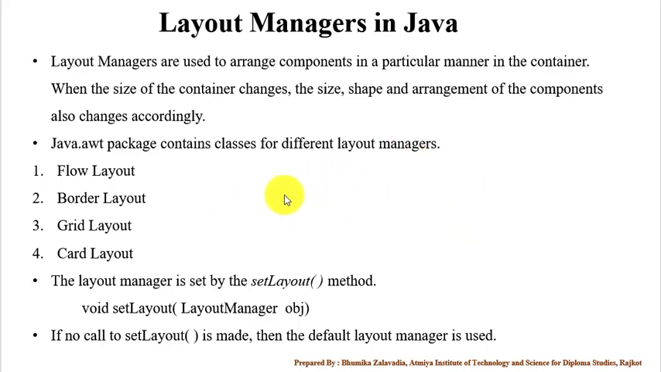Now layout managers are all in the java.awt package, and these all layout managers are in the form of classes. So here basically 4 layout managers are there: flow layout, border layout, grid layout and card layout, and these all 4 layout managers are in the form of classes in package java.awt.